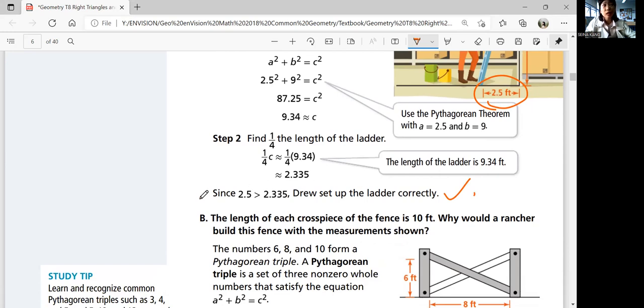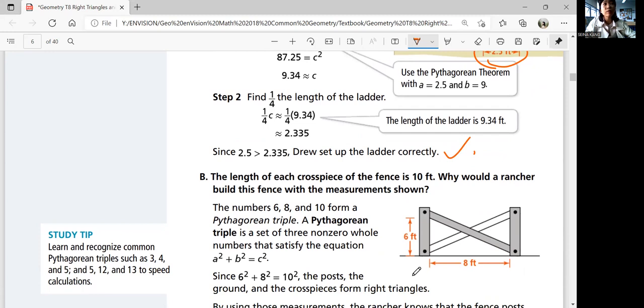Part B, the length of each cross piece of the fence is 10 feet. Okay, the cross piece, each one, so that's 10 feet. Why would a rancher build this fence with the measurements shown? Okay, we got 6 feet high and 8 feet long. The numbers 6 and 8 and 10 form a Pythagorean triple. That means these must be right triangles. Pythagorean triple is your vocab. It's a set of three non-zero whole numbers that satisfy the equation a squared plus b squared is equal to c squared.